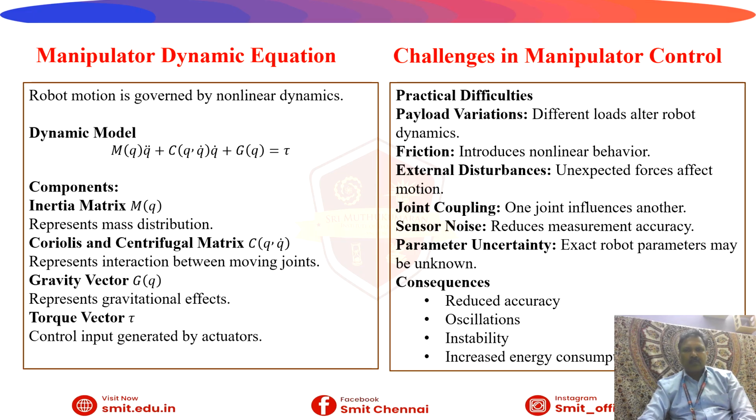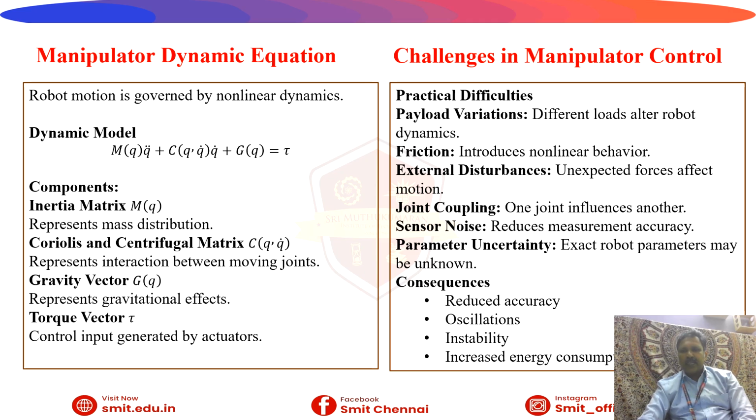Manipulator dynamic equation. Robot motion is governed by non-linear dynamics. Dynamic model: M(q) q double dot plus C(q, q dot) q dot plus G(q) equals tau. Components: inertia matrix M(q), which we already defined in the previous video. The notation we already discussed in the previous video also. Students, please go through the previous video of this same unit. Then Coriolis and centrifugal matrix, gravity vector, and torque vector tau, the control input generated by the actuators.